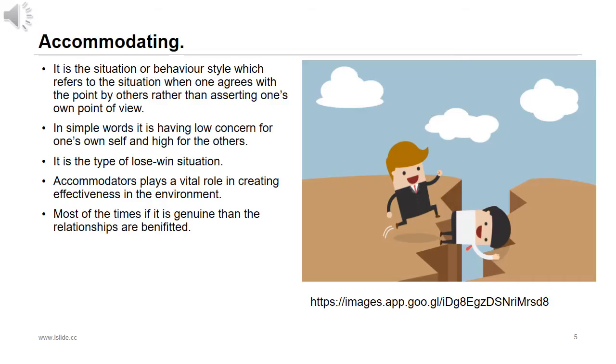Here is accommodating. It is a behavior style which refers to the situation when one agrees with the point made by others rather than asserting one's own point of view. So it is the process in which one person respects the values or the points made by others, and doesn't pay much attention to their own point of view. In simple words, it is having low concern for one's own self and high concern for others.